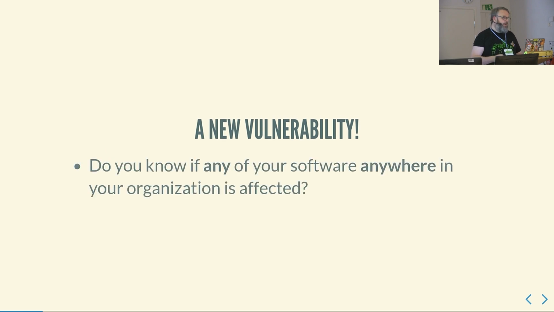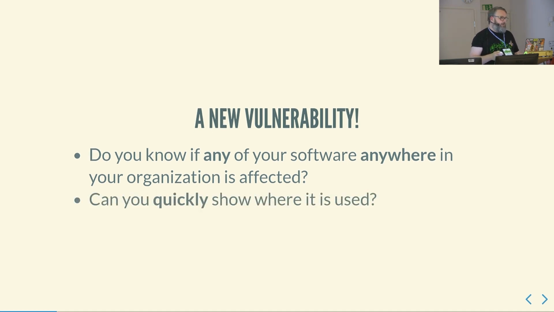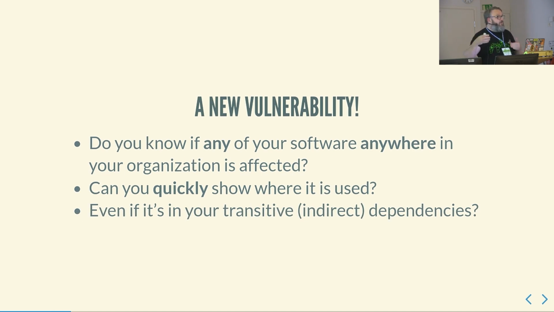So imagine you hear about something like this, and can you answer a few questions? Do you know if any of your software is affected? And it's any of your software that you're using in any part of your organization. And can you quickly figure out where it is used? So you don't have to manually search for it like we used to do a few years ago when Log4Shell came out. And can you figure it out even if some of your dependencies are indirect or transitive? They are dependencies that you have that pull in their own dependencies. You need an overview of that too if you're going to figure out if some bits 7, 8, 9, 10 steps down the dependency tree introduces Log4j, maybe an old version of it.